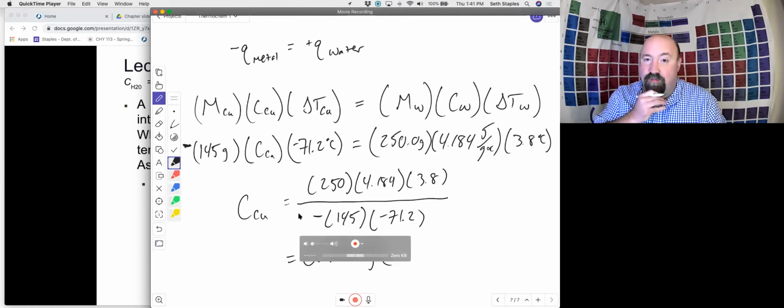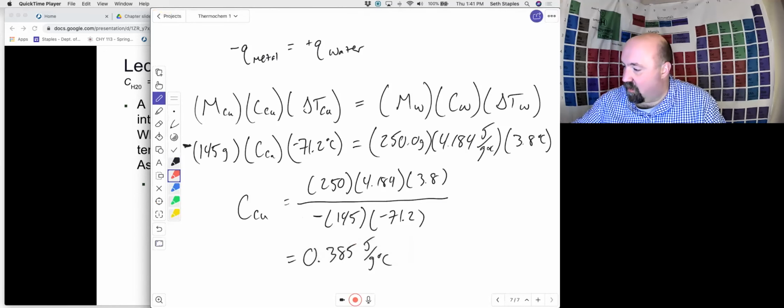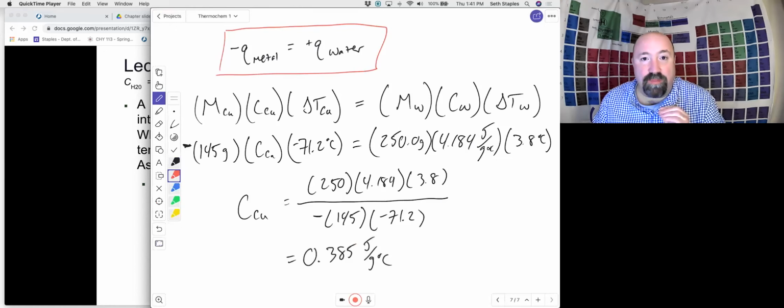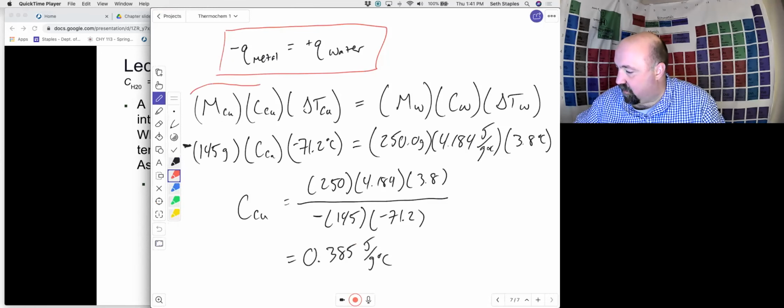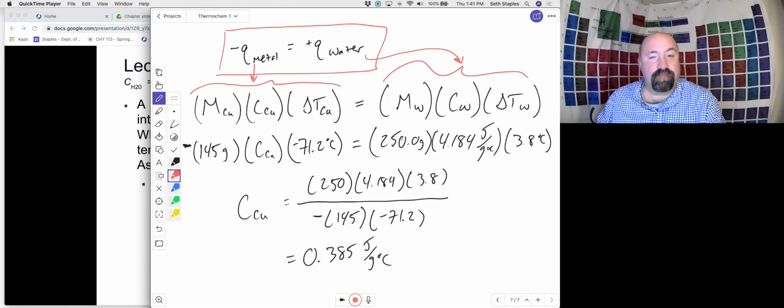So all we're doing, remember the very basics of this, is that the heat lost by the metal must equal the heat gained by the water. And so we can use an MC delta T expression for the metal, set that equal to an MC delta T expression for the water, and solve for what we're looking for.